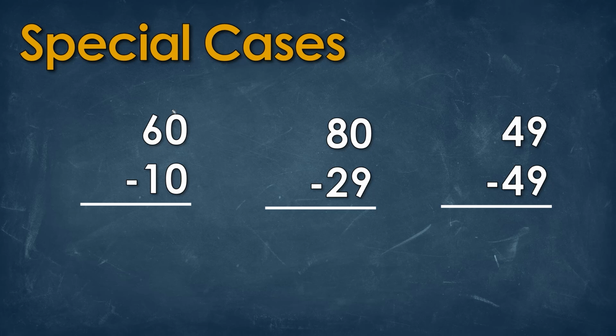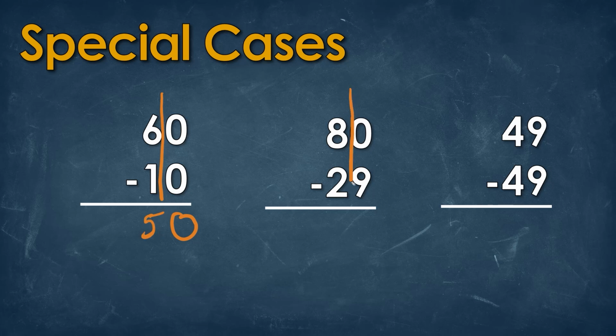So for the example on the left, we have 60 minus 10. So if we put our line between, we're going to go 0 minus 0. Well, 0 minus 0 will always be 0. And 6 minus 1 will be 5. So the answer is 50.